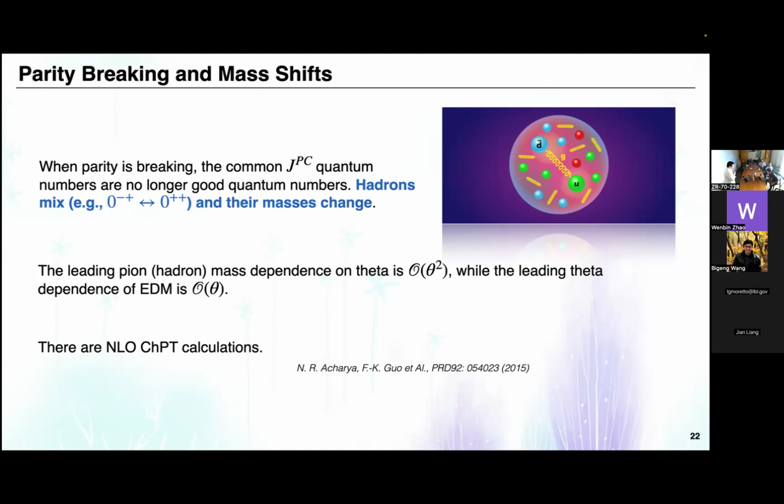An important or interesting point is that the leading pi mass dependence on theta is order theta squared rather than order theta, which is very different from the EDM. For the EDM, the leading order is proportional to theta, and this one is proportional to theta squared. So this is a more challenging calculation on the lattice, and if we can really get some results, it should be the first calculation proportional to theta squared.